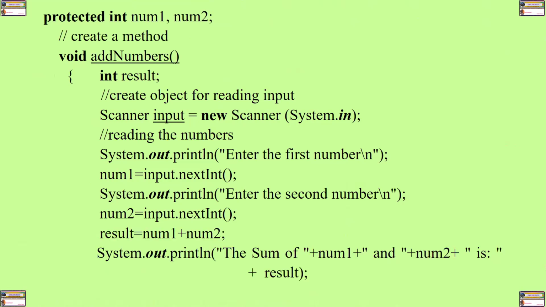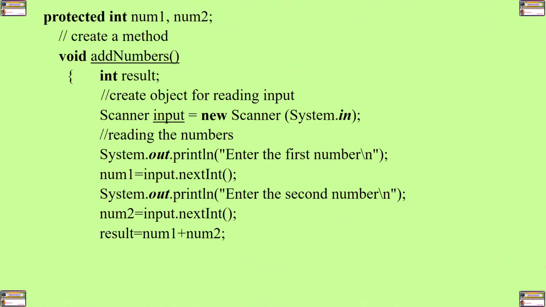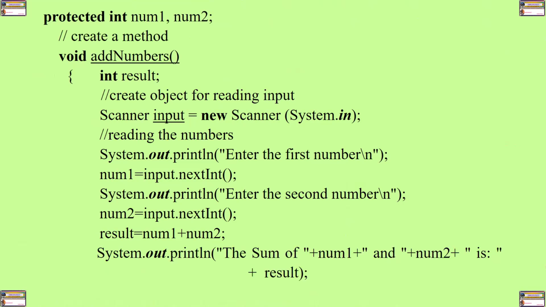From there, this statement will read as follows on the screen. The sum of 5 and 10 is 15. 15 is the result, the value stored in the memory location called result. And that will be the end of that method.